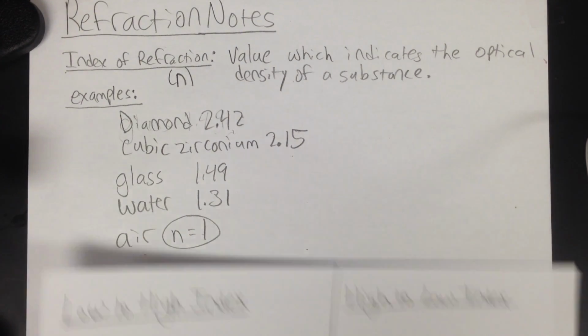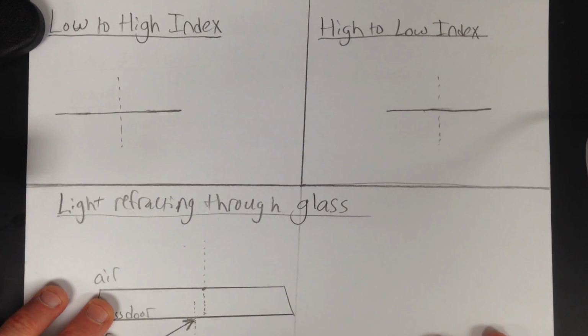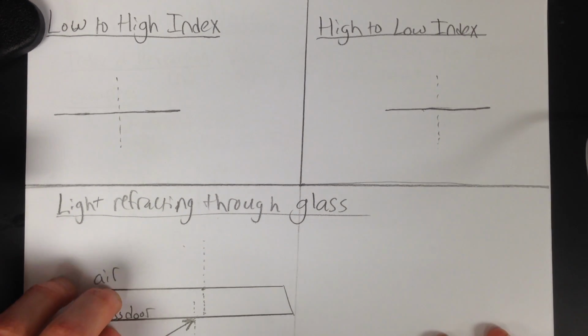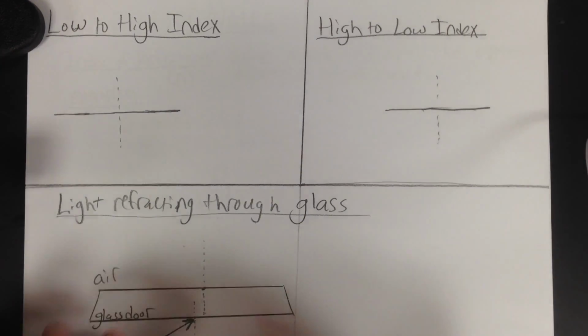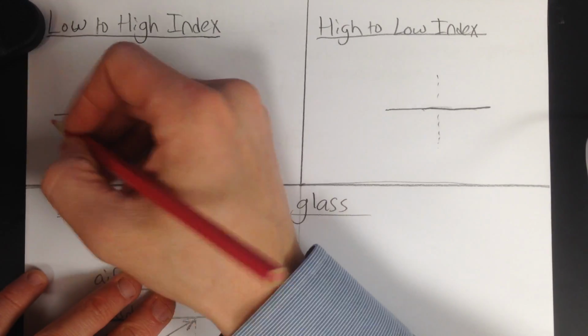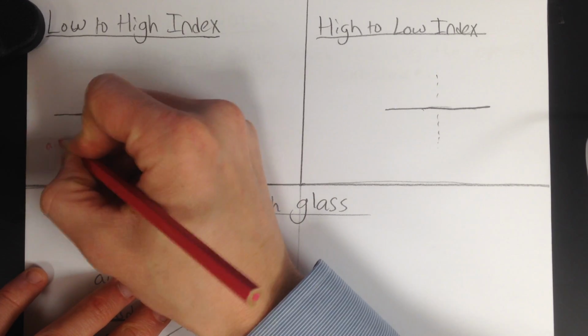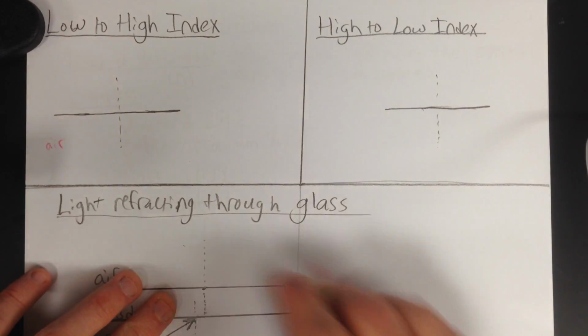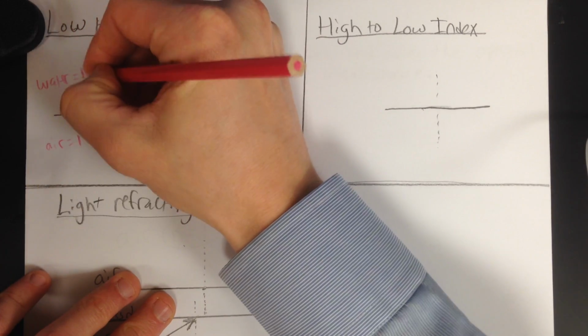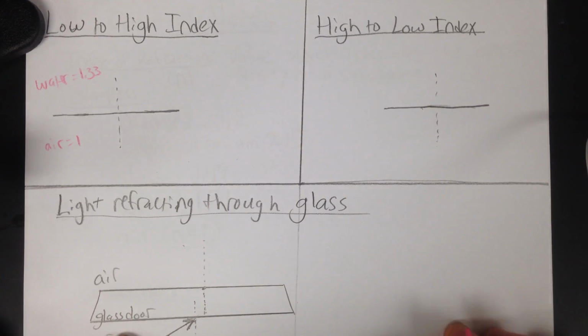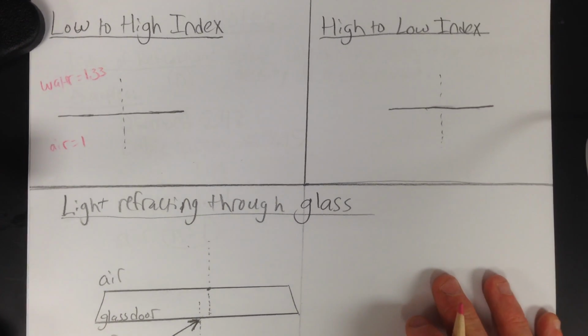Okay, so how does light bend when it goes from one index of refraction to another? Well, light can go from a low to a high index of refraction, or from a high to a low index of refraction. So let's do those two cases here. When light goes from one substance to another, say we'll do low to high, so we'll do air to water as an example. 1 to 1.33, right? How does it bend? Low to high.